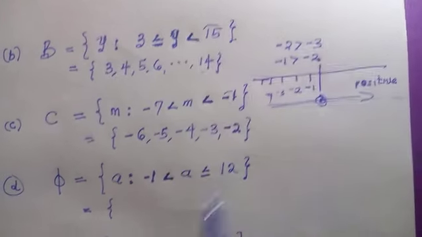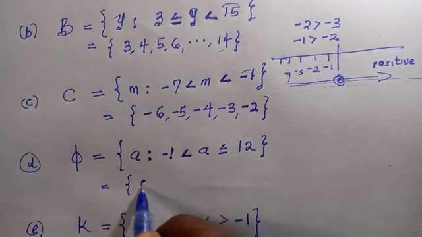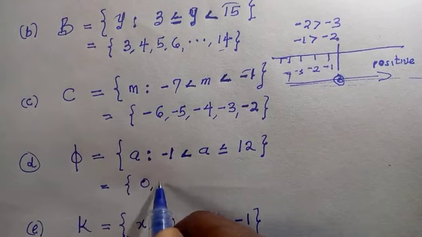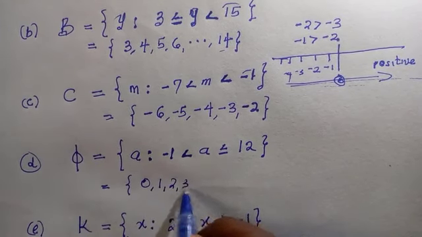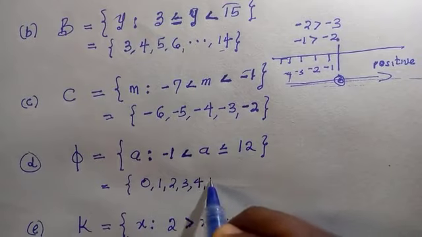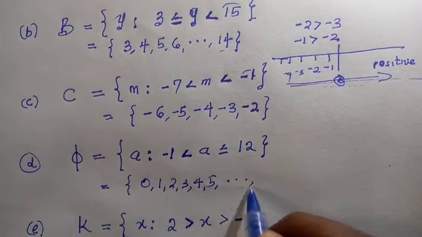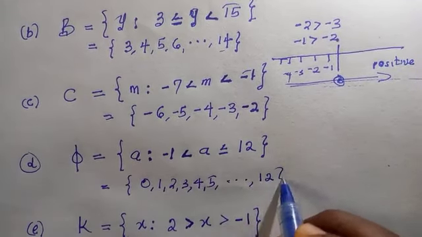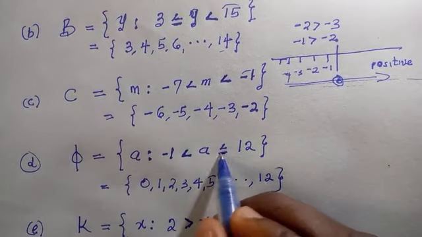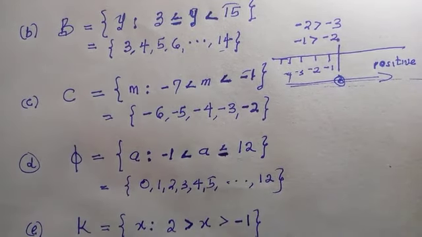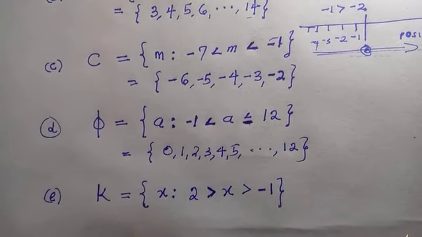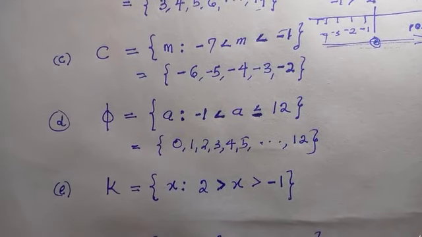Here we have -1 less than a, less than or equal to 12. So here we are starting from 0 on that number line, that is, -1 less than a, so a starts from 0, dot dot dot, to 12. So why do we stop at 12? Because of this equality sign, that is, a can still be 12 or a can be less than 12 as the other numbers that we have. Let's see example E.